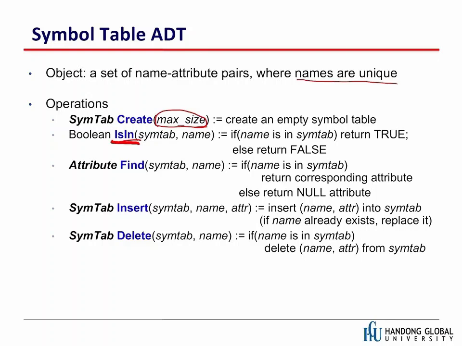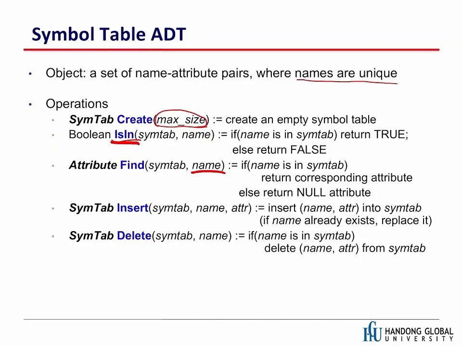And the next function is find. Find is going to return the corresponding attribute. So basically, we search. We want to check if this name is in the dictionary, and if it is, then it will return the attribute.